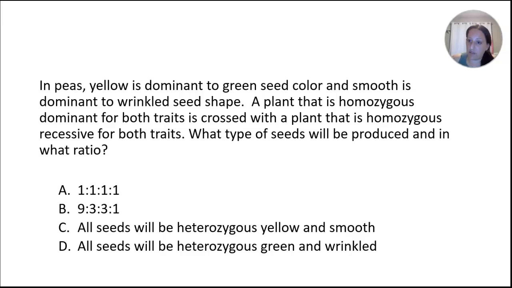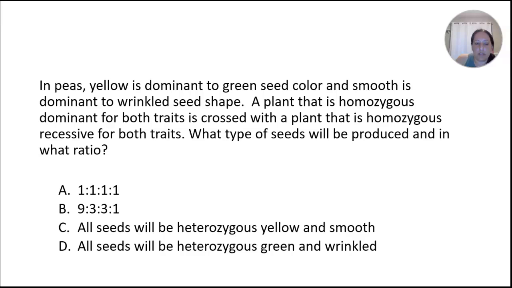Okay, another application question, which again, the exam has a lot of these on them. So here we go. In peas, yellow's dominant to green again. Okay, same thing. And smooth is dominant to wrinkled. So now we have two genes. This is a dihybrid. So I got to write this out. So yellow is going to be homozygous recessive. So again, I'm using Y. You can use any letter you want.